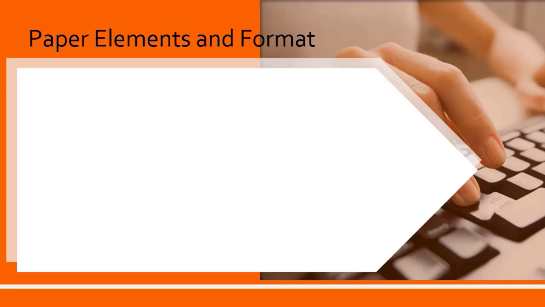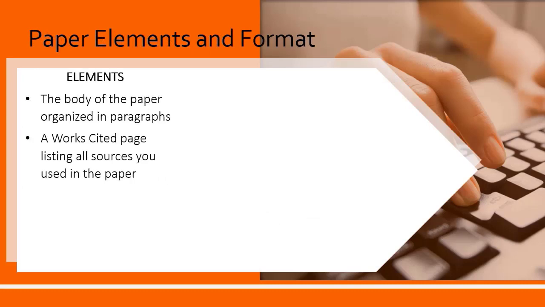First, we'll cover the paper elements and format. There are two main parts or elements of an MLA style paper. There's the body of the paper, which is organized in paragraphs, and then a works cited page at the end of the paper that lists all of the sources used in the paper.